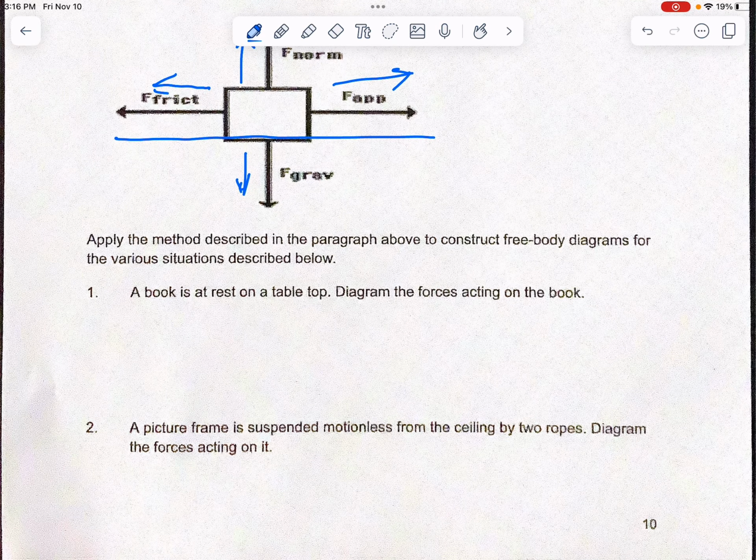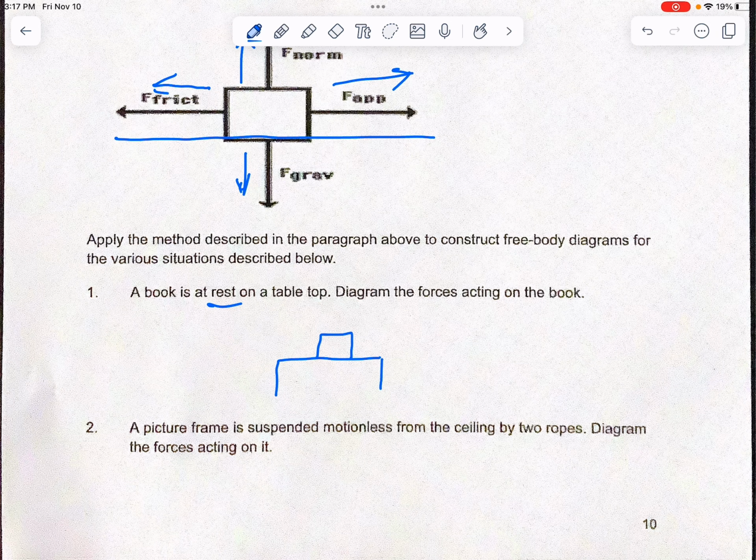So number 1 is we have a book at rest on a tabletop. So we're going to draw a tabletop, doesn't have to be crazy, and we're going to say this is the book. Now, it doesn't say anything about moving at all. It's just sitting at rest on a table, so it's not being pushed. That means there is no applied force, so you don't need to worry about drawing an applied force or a frictional force. It's just sitting there.